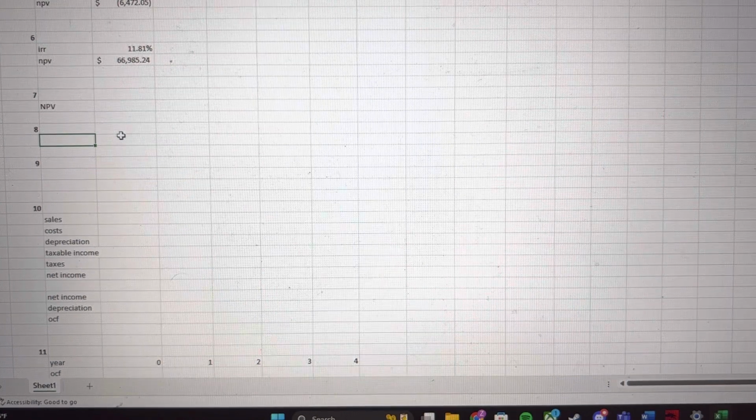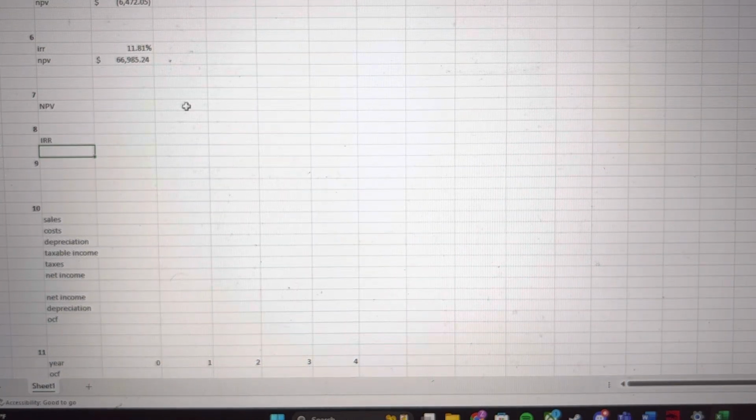Question 7. Which methods always take precedence over other methods? The answer is NPV. Question 8, which method produces an erroneous result when a project has unconventional cash flows? That is IRR. Question 9, which method should never be used as a decision-making method? That is neither NPV, IRR, or payback method, so the answer is none.